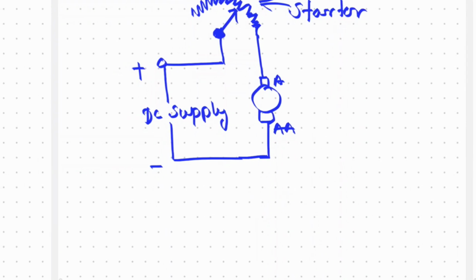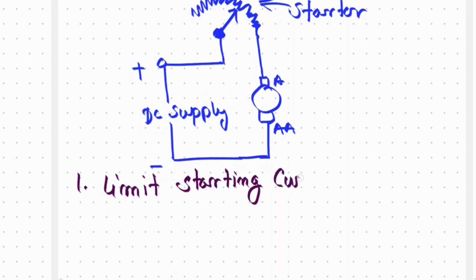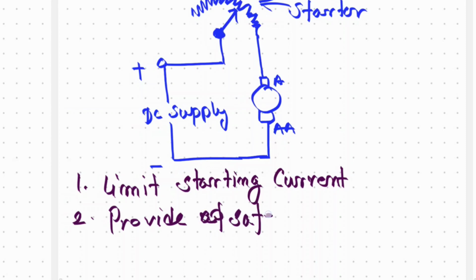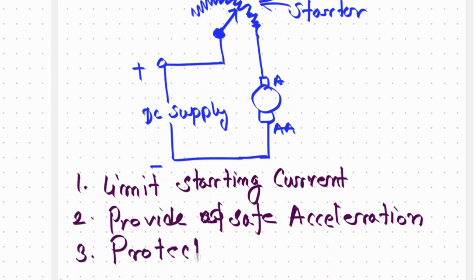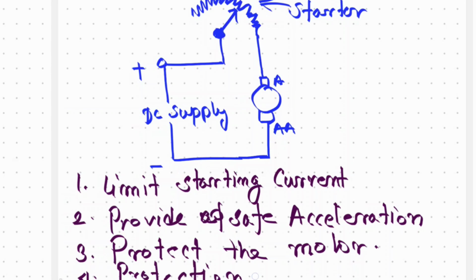So the main function of this starter is to limit the starting current by inserting external resistance. Second is to provide safe acceleration. Third, obviously, to protect the motor. Sometimes it provides protection also. So these are the functions of a starter.